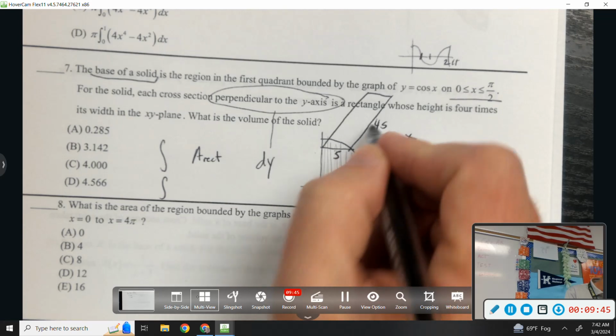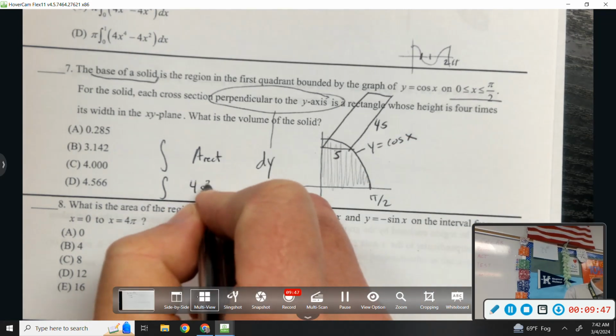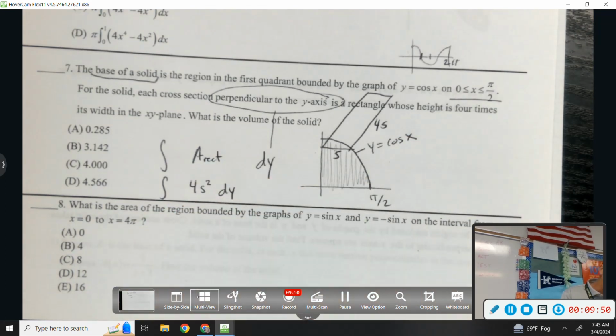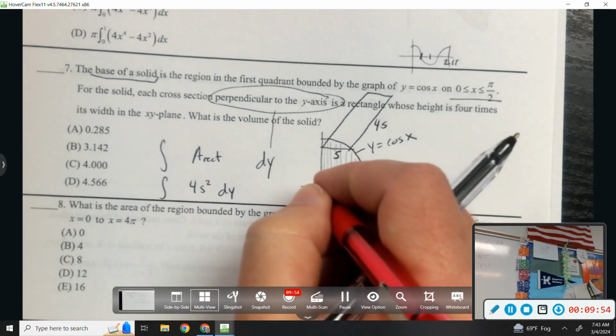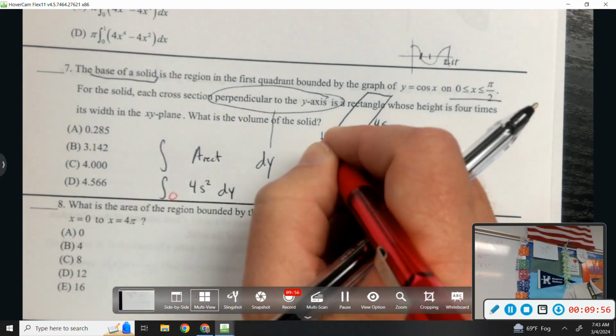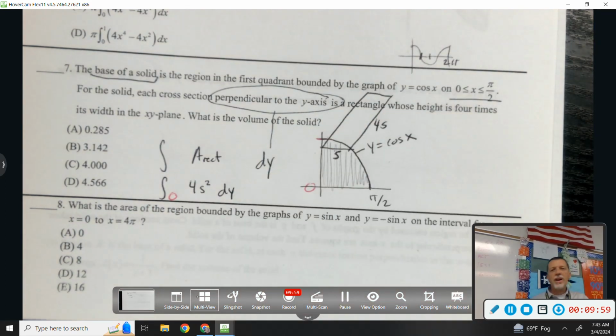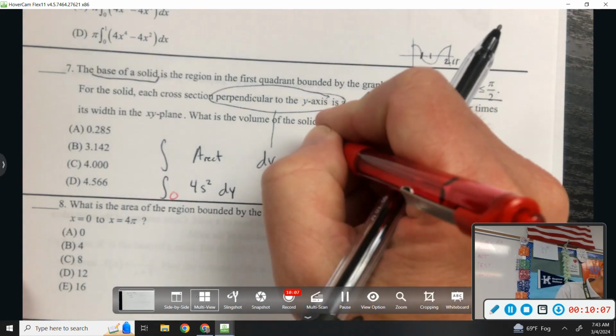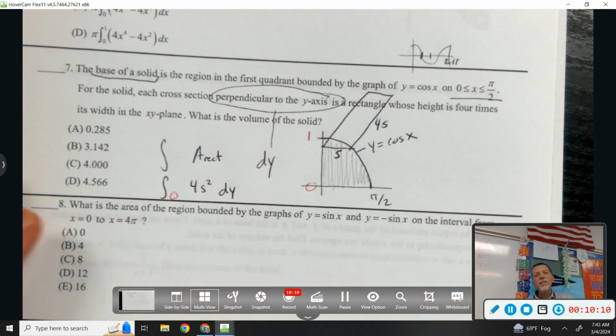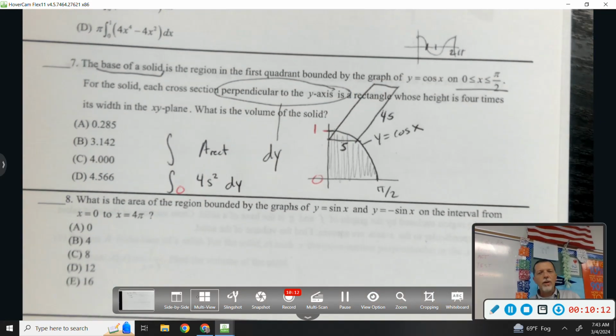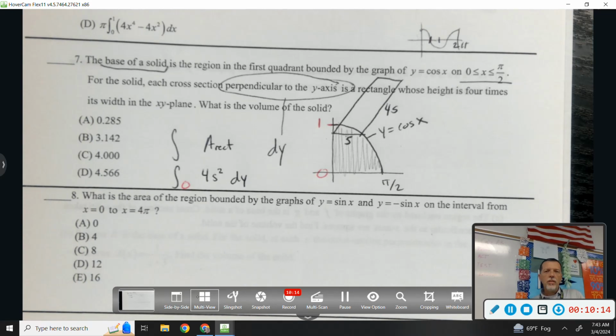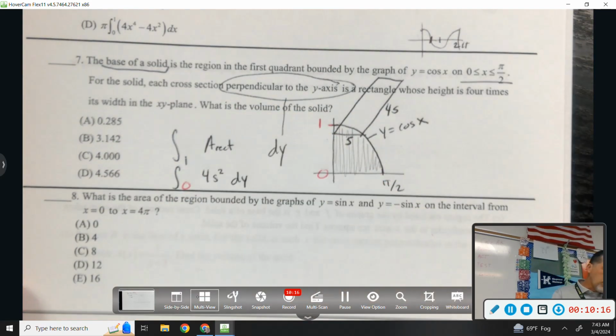So base times height would be 4s squared dy. So limits have to be y limits. So 0 to, what's the maximum of cosine? Again, if you got a calculator, you can do it. But man, if you're familiar with stuff you're supposed to be familiar with, then it just makes these things go a lot quicker. So 0 to 1, 4s squared.